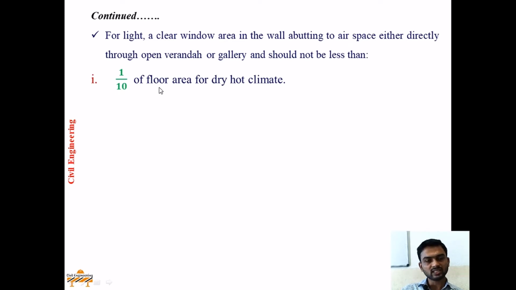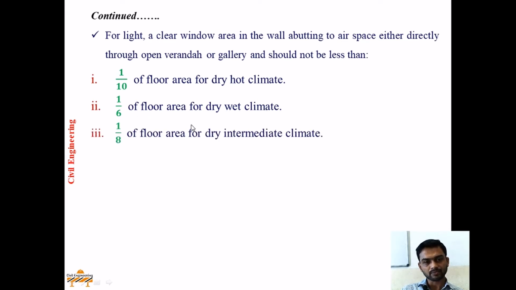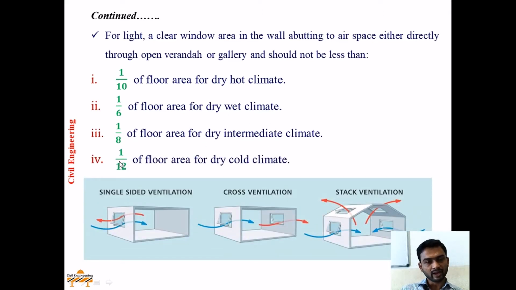Now if your building is in the dry hot climate region, then the minimum opening required for the room or for the bungalow should be 1 by 10th of the floor area, whereas 1 by 6th of the floor area of opening should be provided in the dry wet climate. Third, 1 by 8th of the floor area for a dry intermediate climate. These are all the minimum requirements depending upon the different climatic conditions, differing zone to zone. And last, 1 by 12th of the floor area should be provided for dry cold climate.